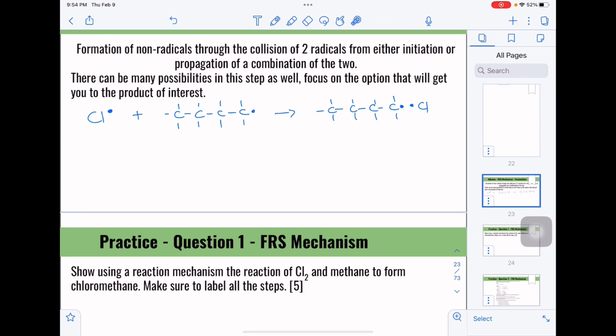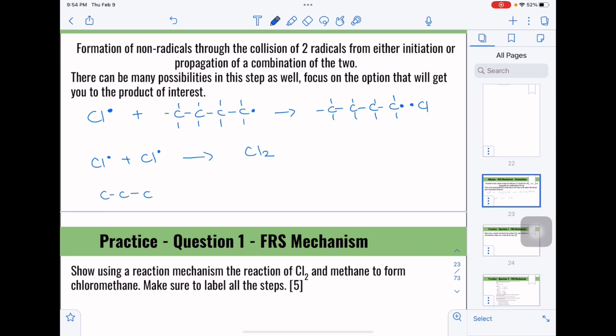But it is also possible that 2 Cl radicals will come back together, right? And they will form Cl2. And it is also possible that 2 butyl radicals will come together and they will form a longer chain. A longer chain with 8 carbons, which will be octane.